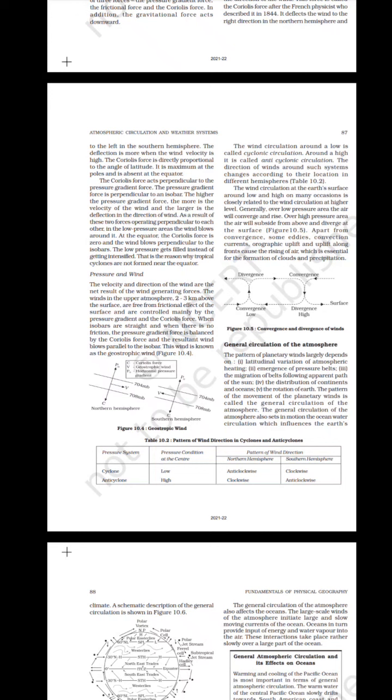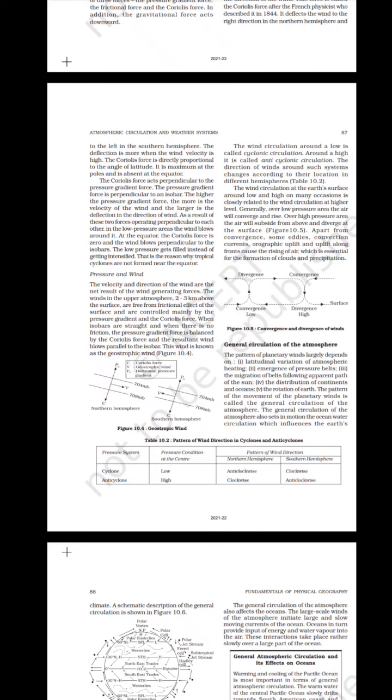Take a look at table 10.2, pattern of wind directions in cyclones and anticyclones. Pressure system, pressure condition at the center, pattern of wind direction, northern hemisphere, southern hemisphere. Cyclone, low; anticyclone, high. Anticlockwise, clockwise, clockwise, anticlockwise. The wind circulation around a low is called cyclonic circulation, around a high it is called anticyclonic circulation. The direction of winds around such systems changes according to their location in different hemispheres.